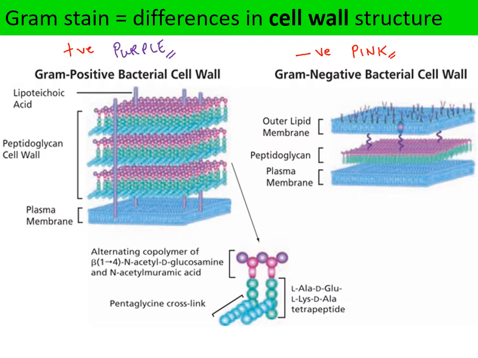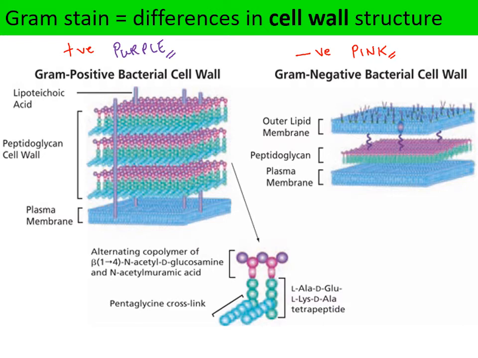Now, it doesn't actually matter what type of bacteria we have. The actual gram stain procedure remains exactly the same. If we do have gram-positive bacteria, obviously they're going to be a purple colour, and if we have gram-negative bacteria, they're going to look different and they're going to be pink. And the difference is because of the nature or the structure of the cell walls.